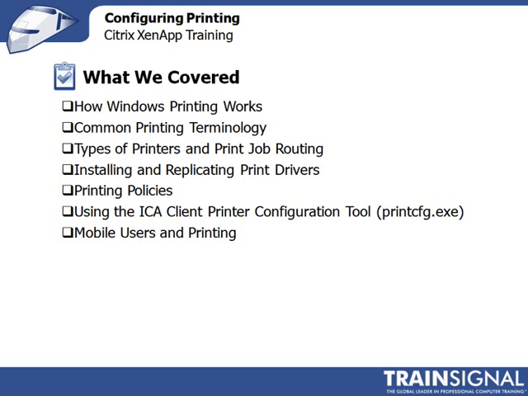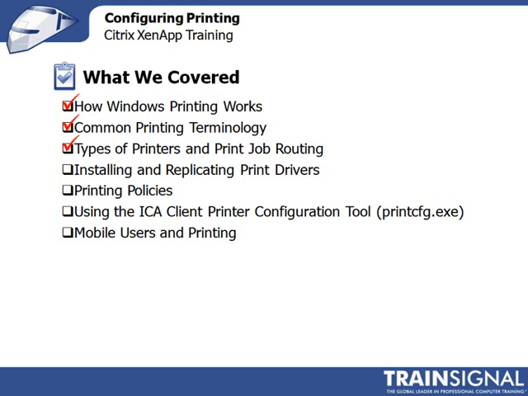So what did we cover in this lesson? We talked about how Windows handles printing, how it moves from the client device to the print server to the print device itself, and how the job is routed. We talked about common printing terminology, like the actual printer meaning the logical representation of the physical printer within Windows. It's the icon, basically. We talked about print queues and print jobs and print devices. We then moved on to talk about the different types of printers and print job routing. We talked about network attached printers, server local printers, client local printers, and client network printers.